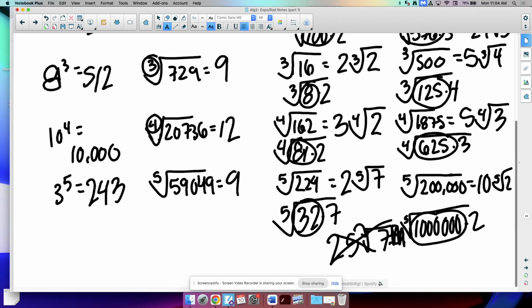2. So radicals, handwriting, and how you notate this ends up being pretty big. So make sure you are paying attention to where that little number in the nook goes.